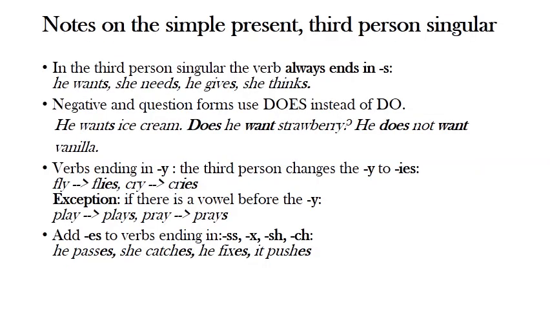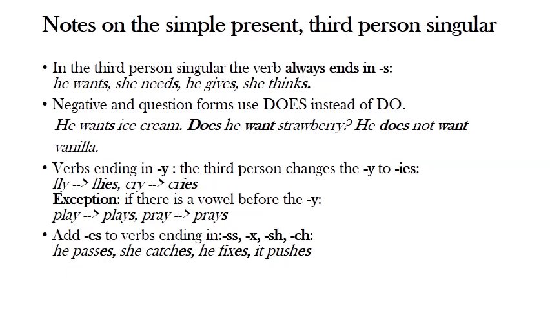Some notes on the simple present tense, third person singular. In the third person singular, the verb always ends in S. Some examples: he wants, she needs, he gives, and she thinks. However, with the negative and question forms, we use does instead of do.